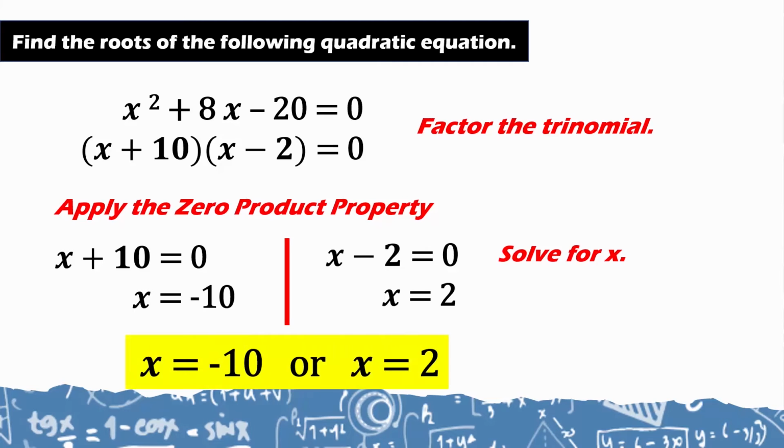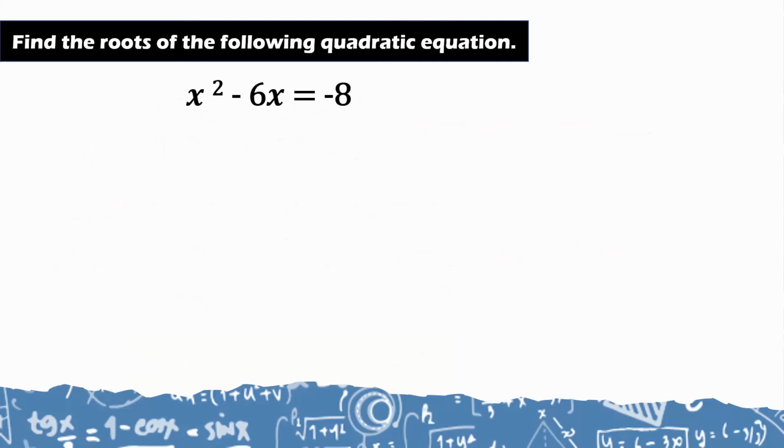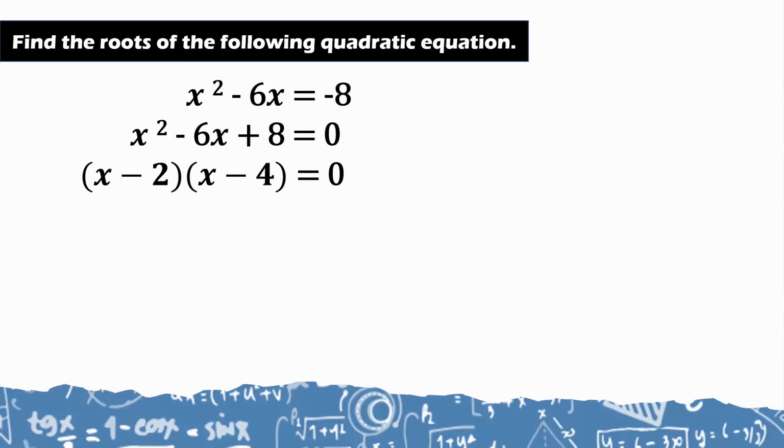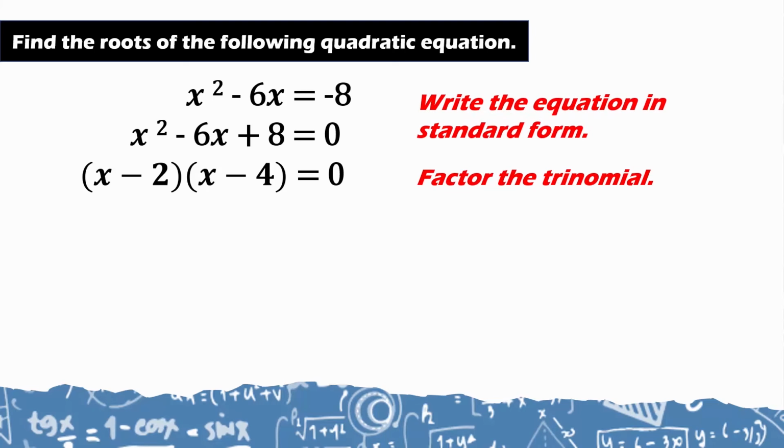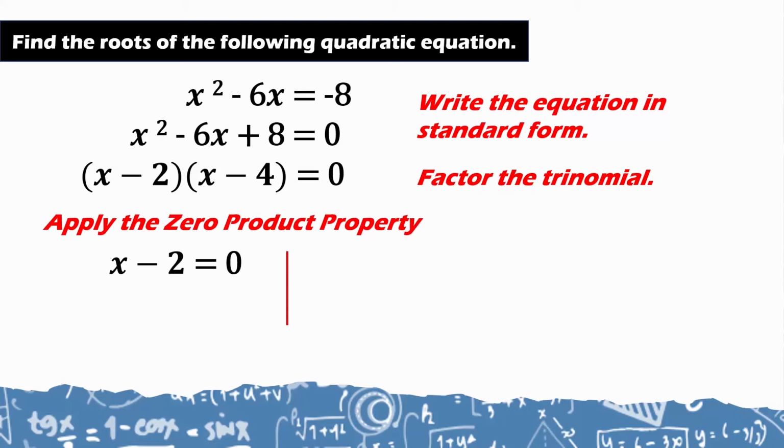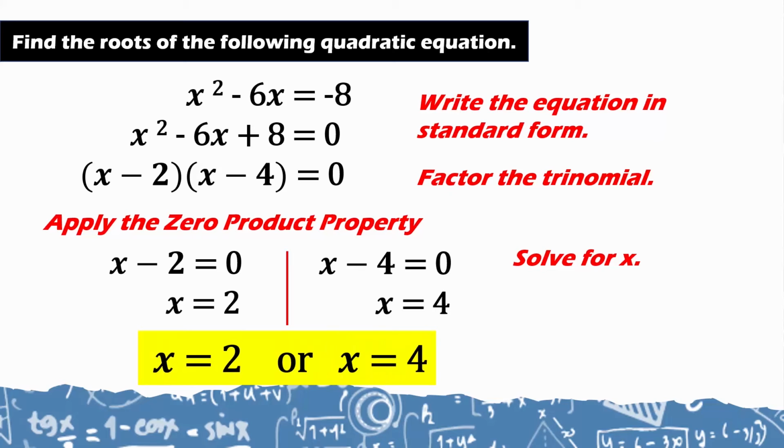Let's have another one. We have x squared minus 6x equals negative 8. As you notice, this is not yet written in standard form. So we have to write the equation in standard form. It will become x squared minus 6x plus 8 equals 0. Factoring the trinomial will give us x minus 2 times the quantity x minus 4 equals 0. Applying the zero product property, each factor will be equated to 0. Then we have x minus 2 equals 0 and x minus 4 equals 0. Solving for x in each resulting equation, then x equals 2 or x equals 4.